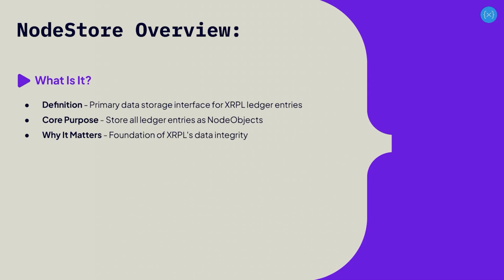So first, what is the NodeStore? It is the primary data source interface for the XRP Ledger entries. It allows for a persistent database abstraction layer, and it's the bridge between application logic and storage backends. Its core purpose is to store all ledger entries as node objects, provide a consistent interface across different storage backends, and ensure data persistence between application launches.